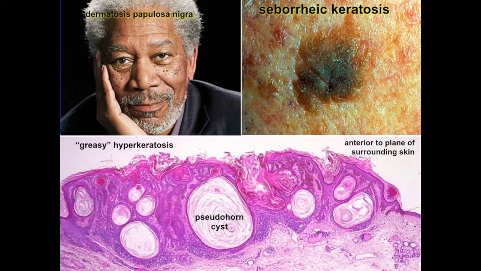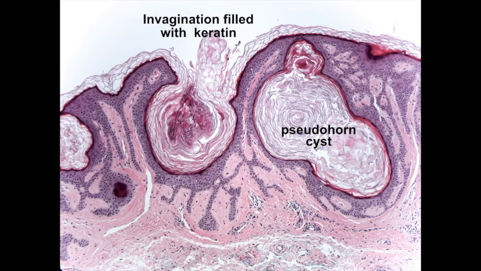Seborrheic keratoses, again, are located anterior to the plane of the surrounding skin. They have hyperkeratosis on the surface, which gives rise to a greasy appearance, and they have characteristic pseudo-horn cysts. They're called pseudo-horn cysts because they're actually invaginations filled with keratin. If you do enough sections, the cysts will communicate out with the surface. This case also has basket weave hyperkeratosis and some slender bands of benign cells at the base, which are consistent with the adenoid variant.